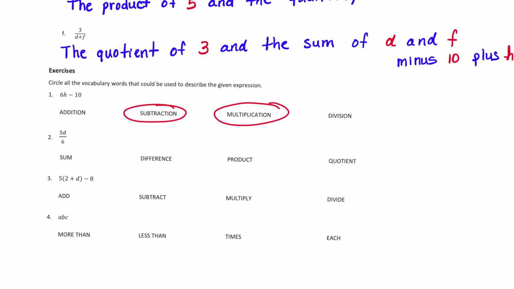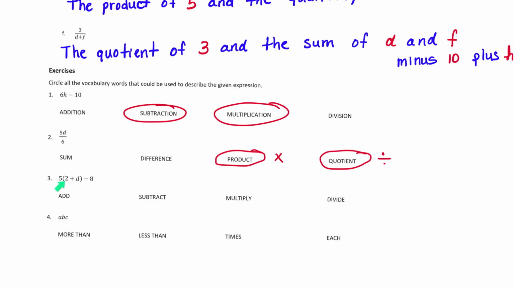Okay, let's look at the next one. Number 2, 5 times d divided by 6. So the words that you will be using will be times, which is the word that describes times, and division, right? So this is the one that describes times. This is the one that describes division. Okay, let's look at the next one.